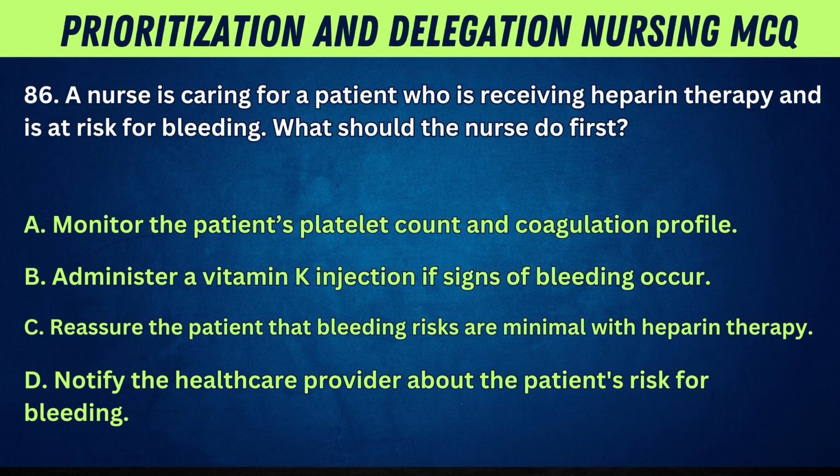86. A nurse is caring for a patient who is receiving heparin therapy and is at risk for bleeding. What should the nurse do first? A. Monitor the patient's platelet count and coagulation profile. B. Administer a vitamin K injection if signs of bleeding occur. C. Reassure the patient that bleeding risks are minimal with heparin therapy. D. Notify the healthcare provider about the patient's risk for bleeding.